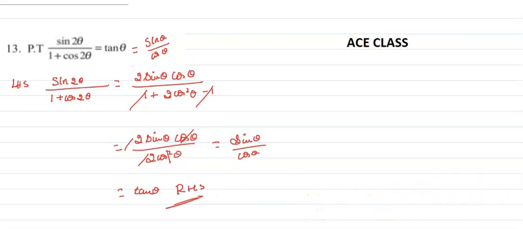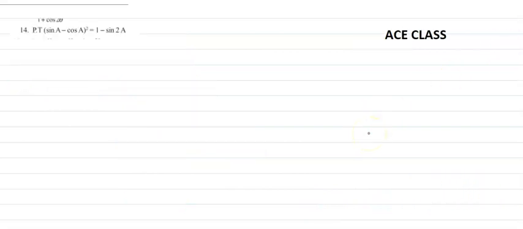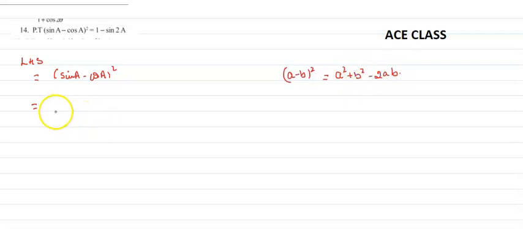Okay, next question. Prove that sin A minus cos A whole square equals 1 minus sin 2A. It's very simple. Consider the left hand side, that is sin A minus cos A whole square. What is the formula for A minus B whole square? It is A square plus B square minus 2AB. So I can write this as sin square A plus cos square A minus 2 sin A cos A.